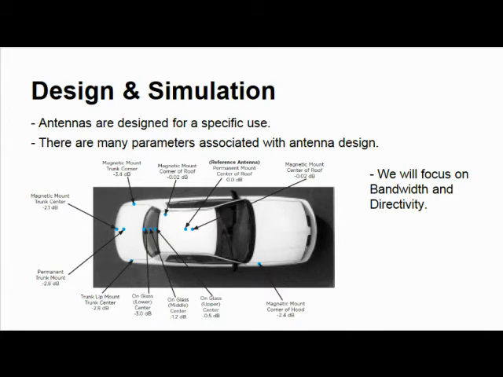Design and simulation. Antennas operate around a certain frequency, which means each antenna has a specific function or specific use so as not to interfere with other RF waves. There are many parameters that must be considered when designing an antenna. So for mounting an antenna on a car, for example, if you're using a magnetic mount on the trunk versus a magnetic mount on the roof, that gives you a different gain. For the purpose of this course and this project, we'll only focus on bandwidth and directivity, which I'll talk more about in details in the next few slides.